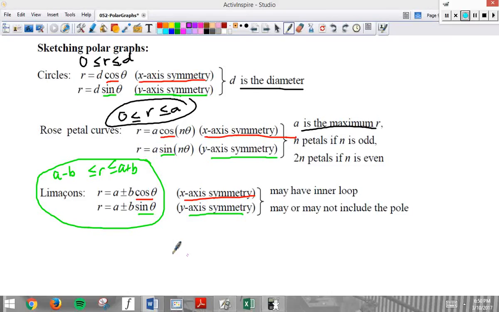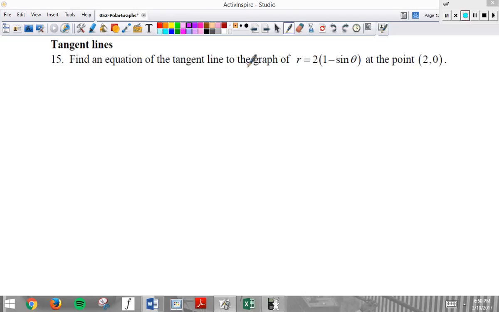Alright, so you need to memorize all this stuff on this page. Now for the fun stuff. Now we're going to do the tangent lines. Oh boy, I bet you're saying. Find an equation for the tangent line. Find the equation of a tangent line to this graph at this point.